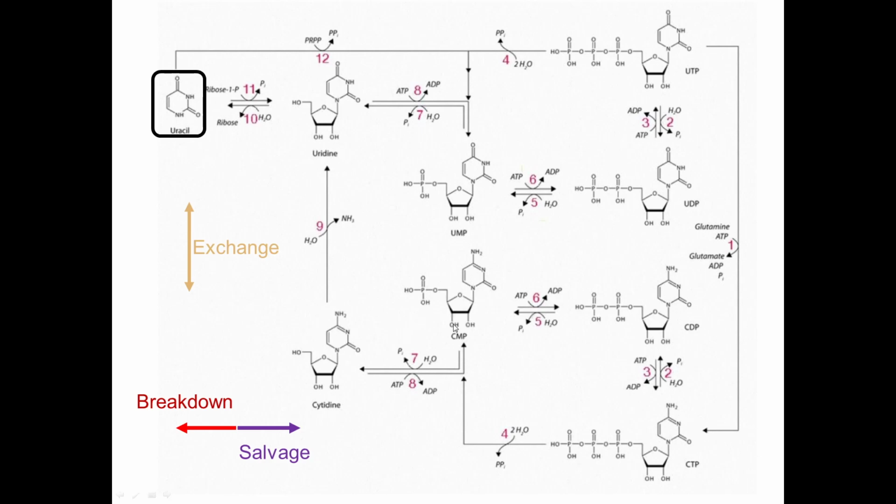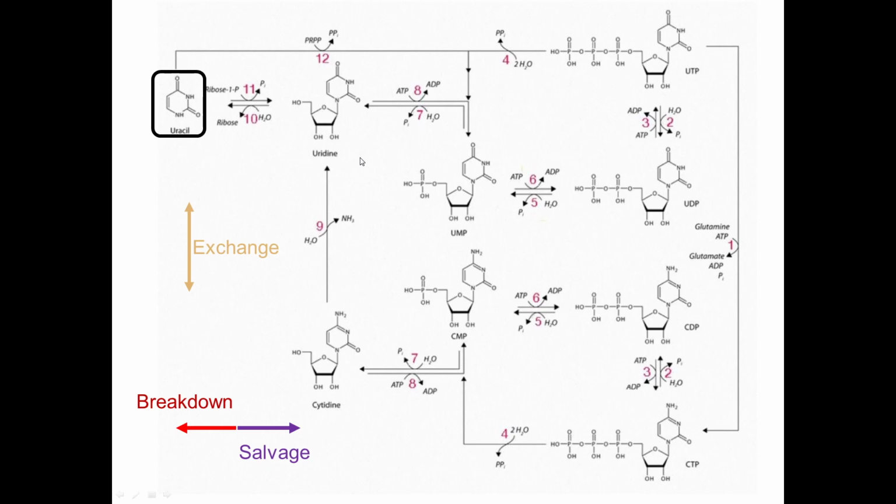I can turn CMP into cytidine. That's kind of like we did for purines. That's reaction 7 here. I'm just cutting off the phosphate. Very simple hydrolysis. Or I can use the UMP and turn it into uridine. Reaction 7 at the top. Again, just cutting off the phosphate.